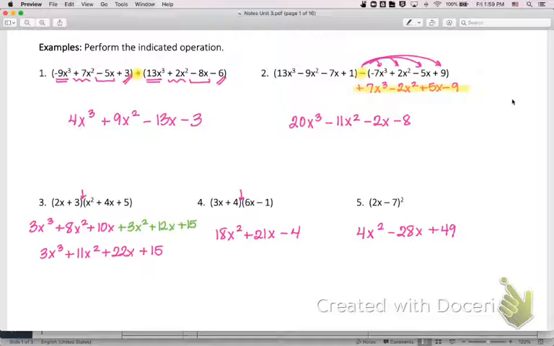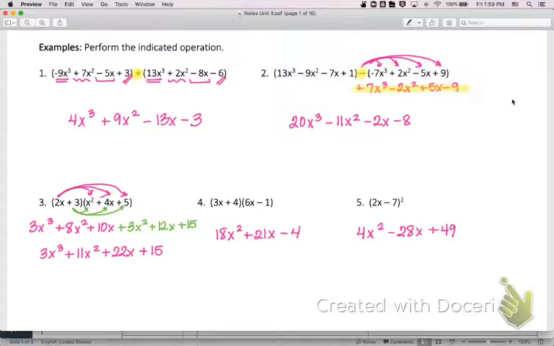On number 3, we are going to distribute twice. One time, we're starting with 2x. We're going to distribute that to all 3 terms. Then we come back and multiply the 3 and distribute that to all 3 terms. And we get all of those terms lined out, and then we just go through and collect our like terms, and that's how we get our answer.